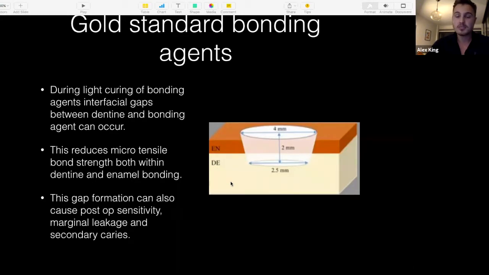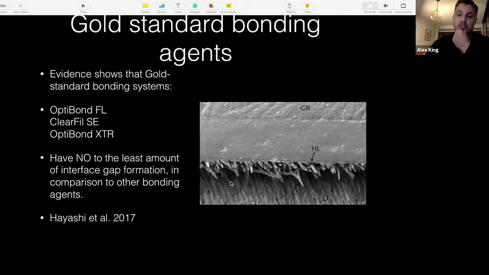So this is why we need to be using gold standard bonding agents, because they found out that gold standard bonding agents, i.e. Optibond FL, 3-stage system, Clearfil SE or Optibond Extra, had no to the least amount of gap formation compared to all the other bonding agents. And this was Hitachi in 2017.